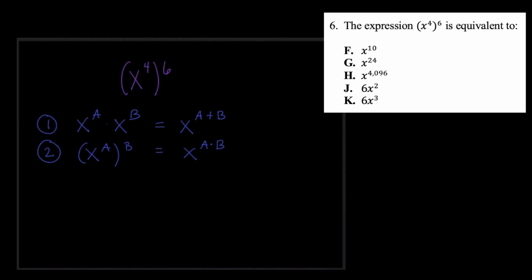So in this problem, we are going to look at rule 2 because we have x to the 4th, that whole entire thing raised to the 6th power. So this is the rule we're going to use, which means all we're going to do is multiply the 4 and the 6 together. And we end up with x to the 24. That is going to be G as our answer.